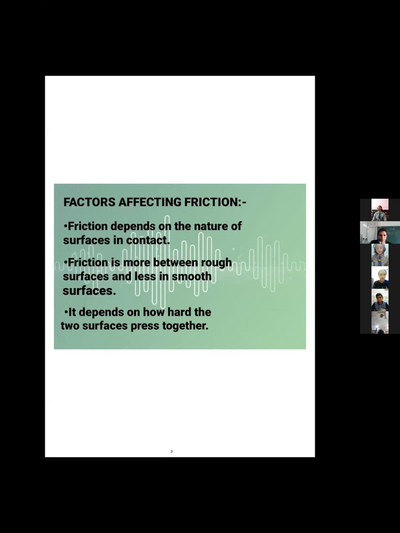Factors affecting friction. Friction depends on the nature of surfaces in contact. Friction is more between rough surfaces and less with smooth surfaces. Friction depends on how hard the two surfaces press together. So these are the factors affecting friction.